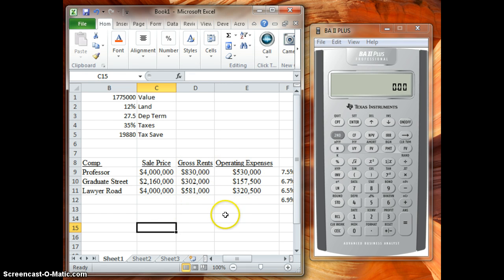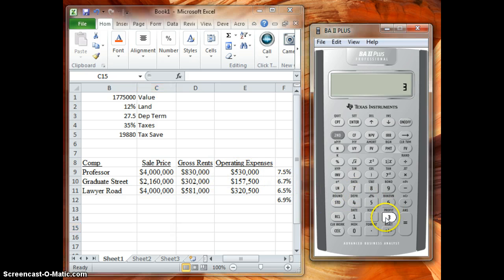We have rents and operating expenses. The cap rate is simply going to be our NOI divided by our sales price, and NOI is going to be gross rents minus operating expenses. So first we'll calculate the gross rent minus operating expenses for this first building and divide that by the sale price. So we'll have our 830 minus our 530. It's obviously going to be 300,000. And we'll just divide that by our 4 million.